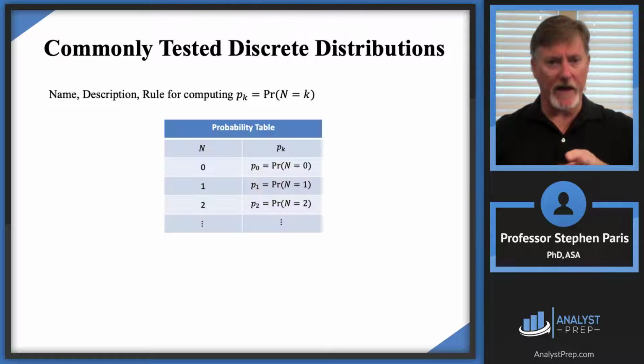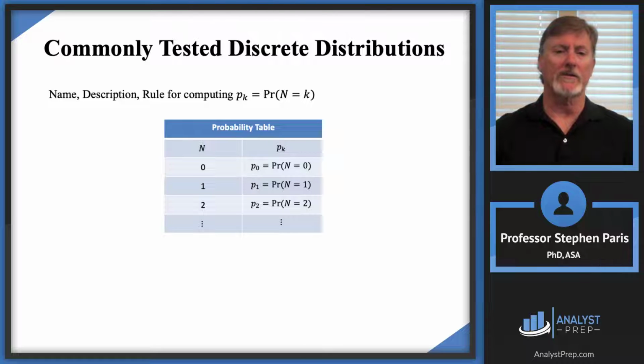Those are the values that are going to be in the table on the right-hand side. P sub 0 is the probability that the random variable is 0. P sub 1 is the probability the random variable equals 1, and so forth. Again, I'm going to give you the name, then the description, then the rule for computing the values in the probability table, and then we'll talk about what the expected value is.